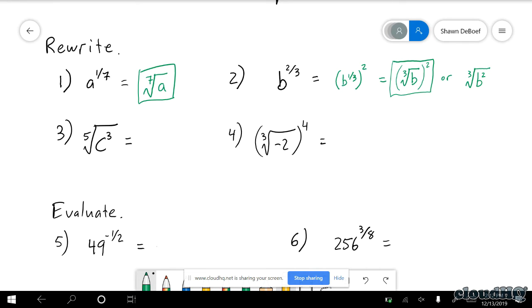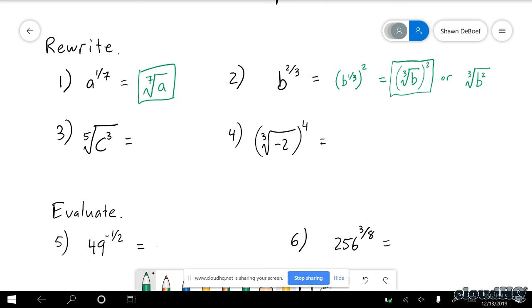And there might be times where one makes more sense than the other. But you'll see in a little bit, we'll have a problem where we're trying to evaluate, and that first one might make more sense. So sometimes that first one's better, but either one's fine.